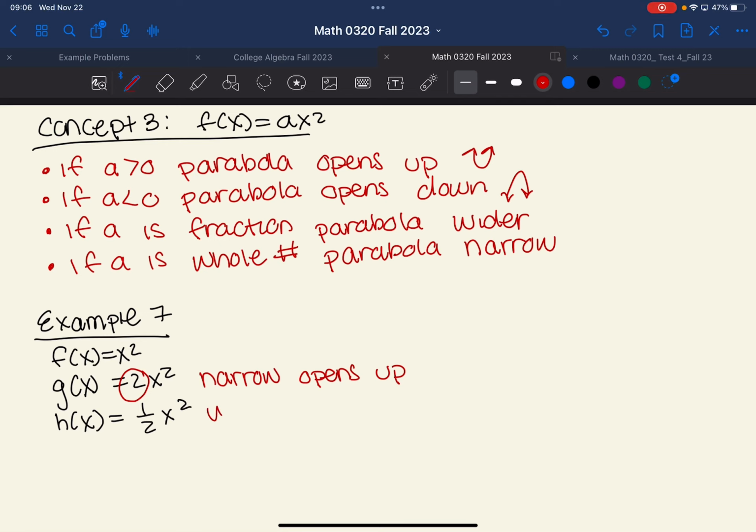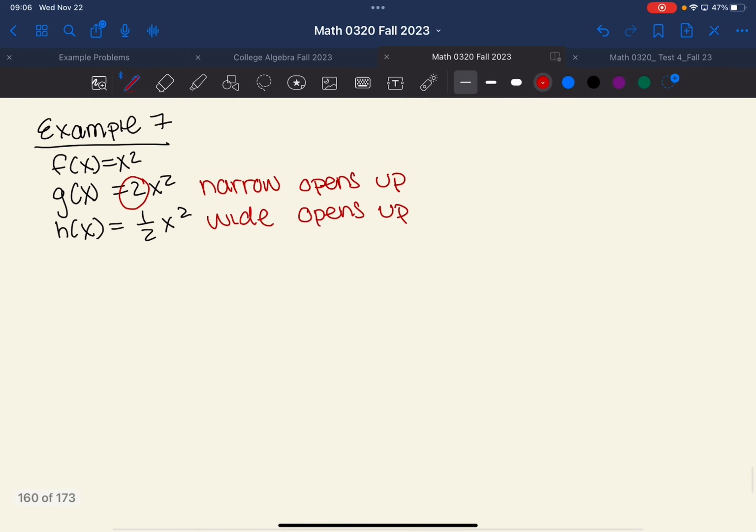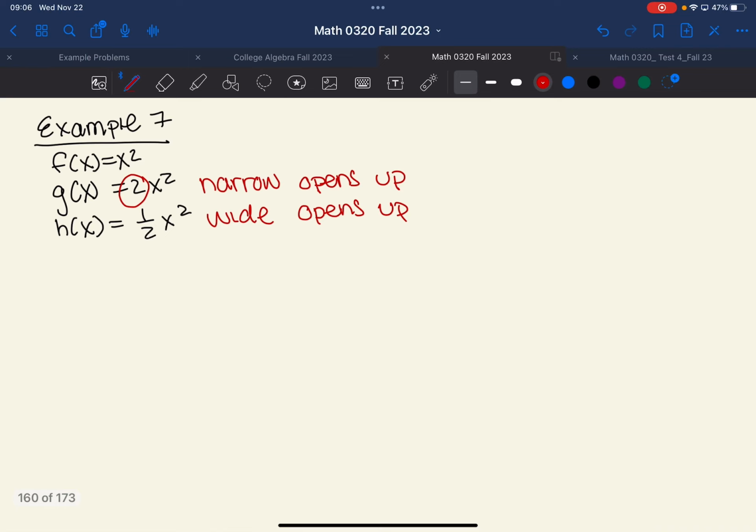What about that 1/2? Good, it's going to be wide and opens what direction? Up. Remember, if it's positive, it opens up. If it's negative, it opens down. So that means all of our functions here are going to be opening up. Okay. So in order to graph these, we're going to create our table. So for a lot of these problems, you're just plugging in numbers and then plotting points.